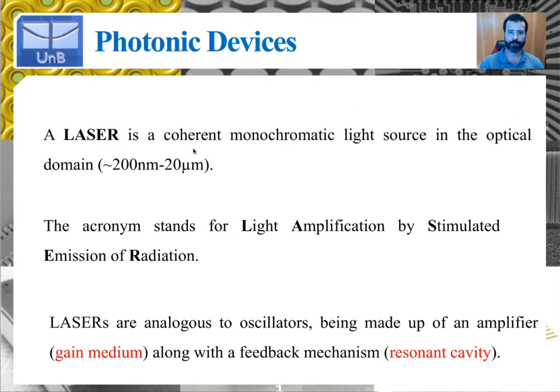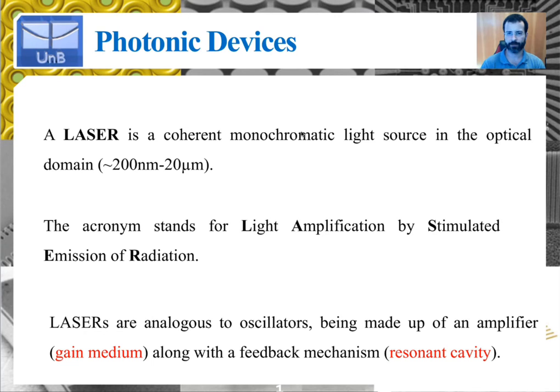A laser is a coherent monochromatic light source in the optical domain, from around 200 nanometers to 20 micrometers in wavelength. This corresponds to part of the ultraviolet portion of the spectrum, the visible, around 400 up to 700 nanometers, and the infrared with all of its subdivisions: near infrared, mid infrared, far infrared. And the fact that it's monochromatic just means that it's the light source that can emit the closest that we can get to a single frequency.